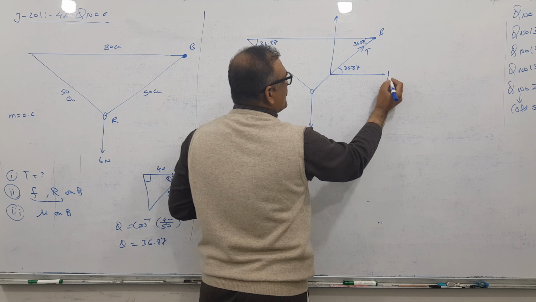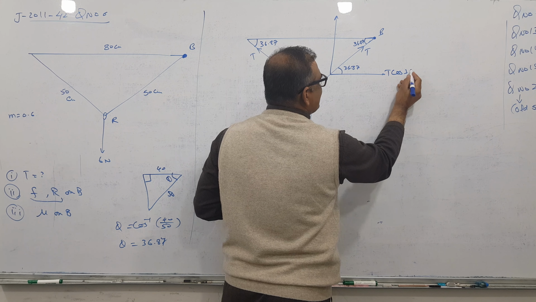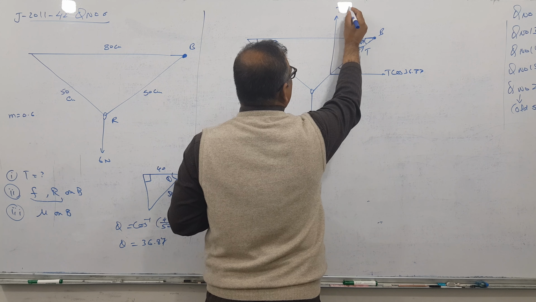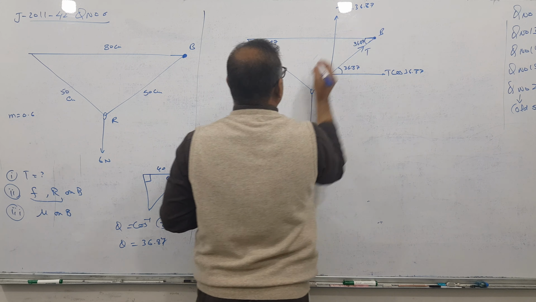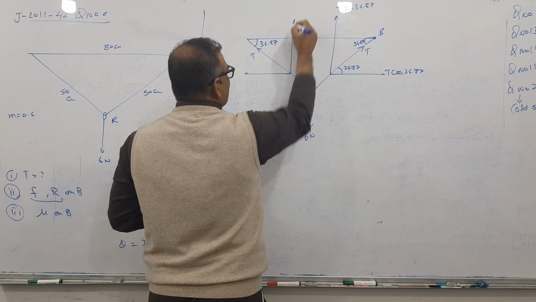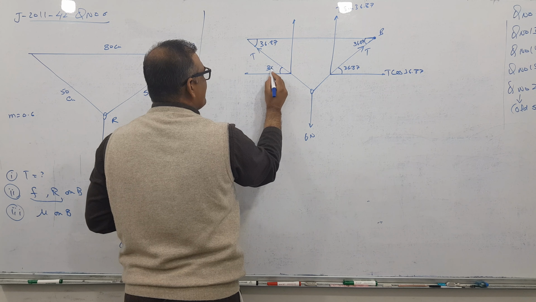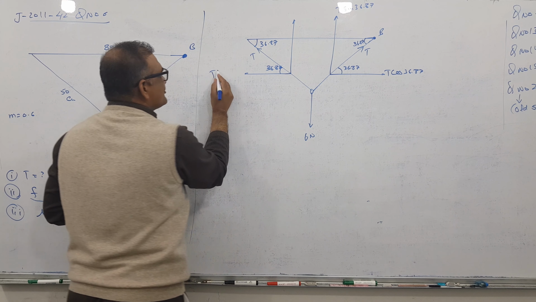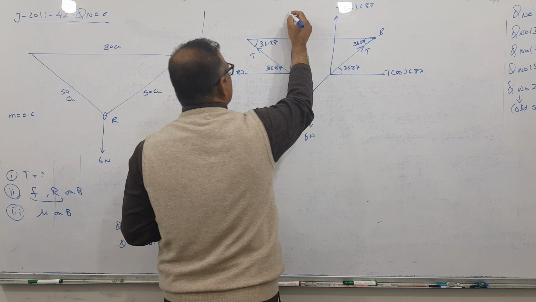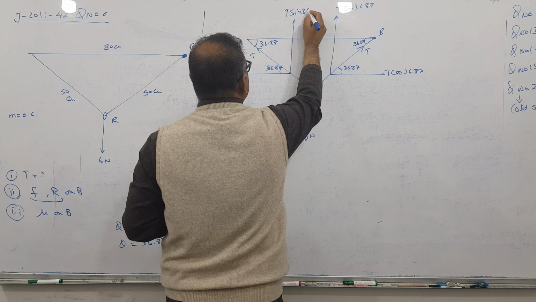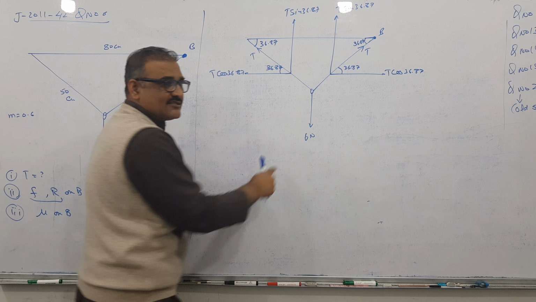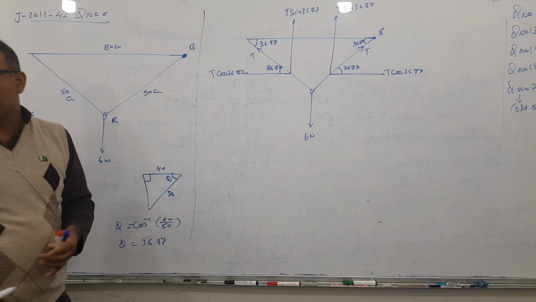And what is this one? T cos 36.87. What about this? T sine 36.87. And similarly, the other one has two components this way, with 36.87, and this becomes T cos 36.87, and this becomes T sine 36.87. Can I say this plus this equals this? The reason is very clear, because they are equal to each other.